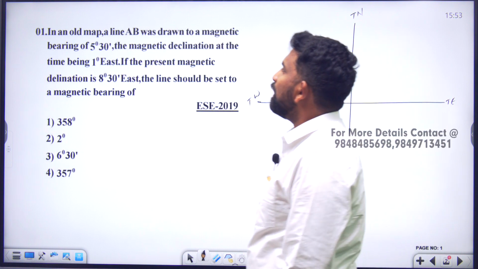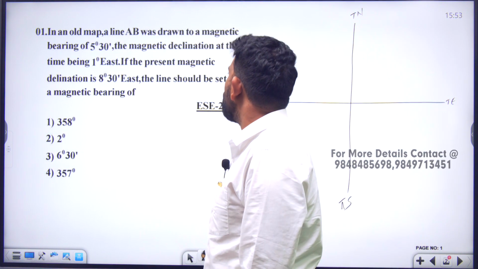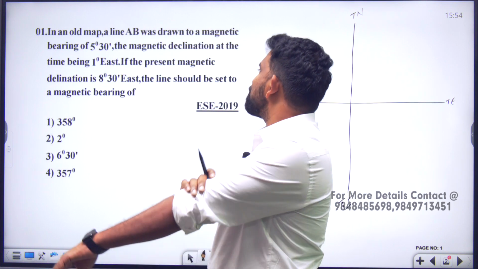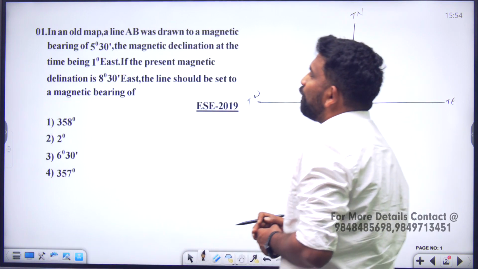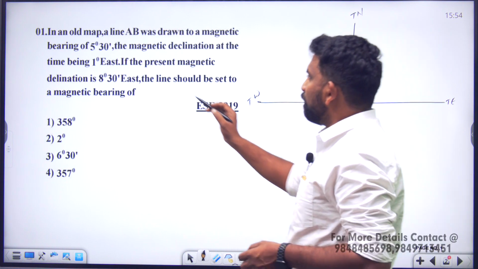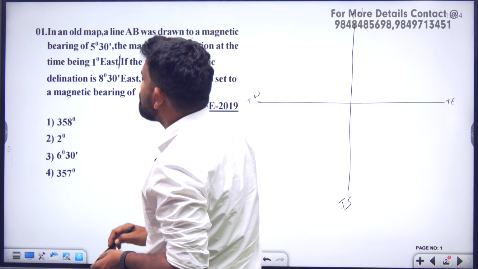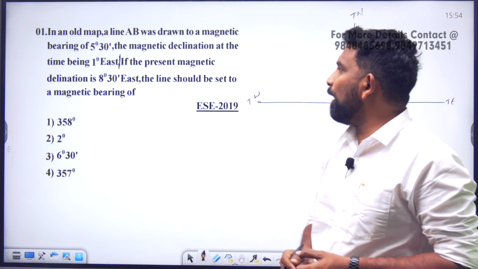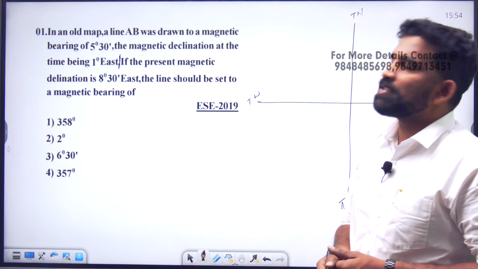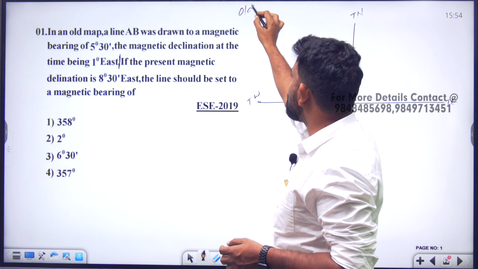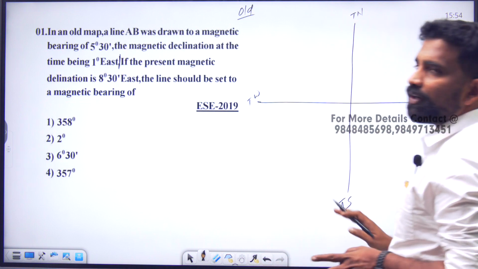Now see, in an old map a line AB was drawn to a magnetic bearing of 5 degree 30 minutes, that is, the magnetic bearing was given, and the magnetic declination at the time being 1 degree east. In this question two data were given: one regarding the old map and the second regarding the present declination. Let us first solve the old one, that means let us first represent this old one on this coordinate system.